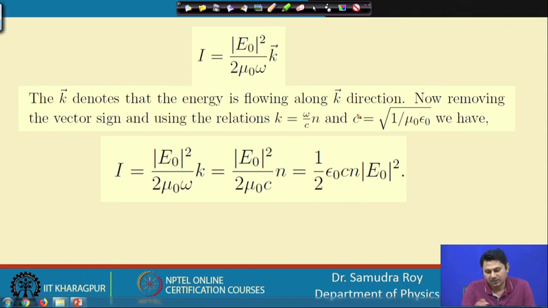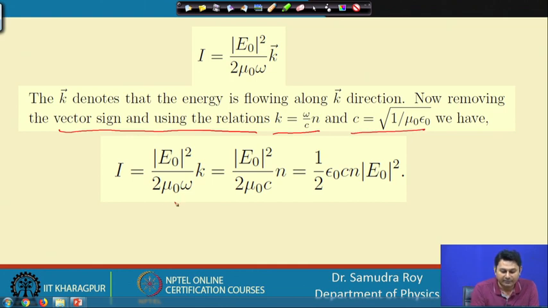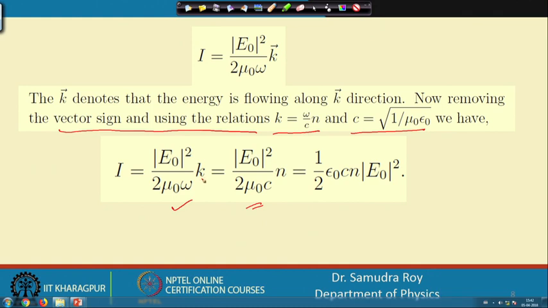Okay. So, as I mentioned, the vector k denotes that the energy is flowing along the k direction. Now, removing the vector sign and using the relation k equal to omega n by c, and c equal to the speed of light, we have this form. So, I replace k as omega n by c. When I replace k, then I have omega here and c here. So, this omega is cancelled out and we have c and n sitting here.